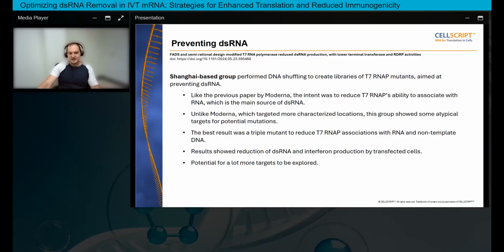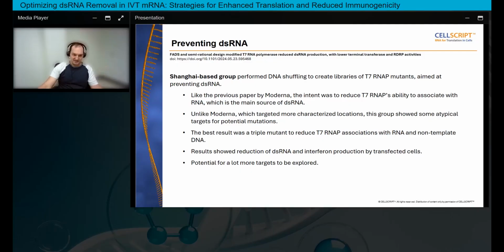And then as an interesting side note, just to show the variability in T7 RNA polymerase, there was a Shanghai-based group that recently performed DNA shuffling to produce their own mutants. Like Moderna, they had the same intent where they wanted to reduce T7 RNA polymerase's ability to associate with RNA. And if you reduce the T7's ability to associate with RNA, then that's really the main source of double-stranded RNA.